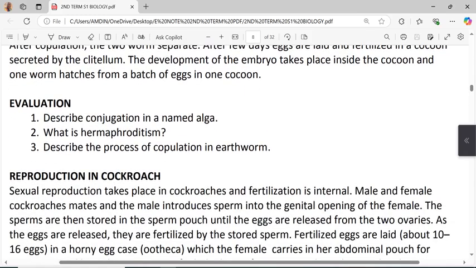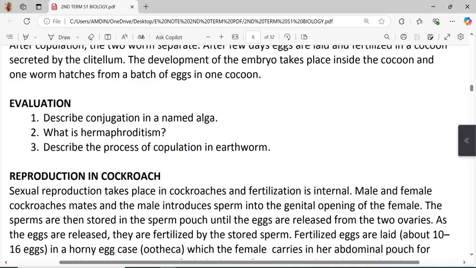So evaluation: you have to describe conjugation in a named algae. An example, you can use spirogyra. And what is hermaphroditism? That is when an organism has both male and female reproductive organs. So we term that organism a hermaphrodite. That is, it contains both male and female reproductive organs. Describe the process of copulation in earthworm.